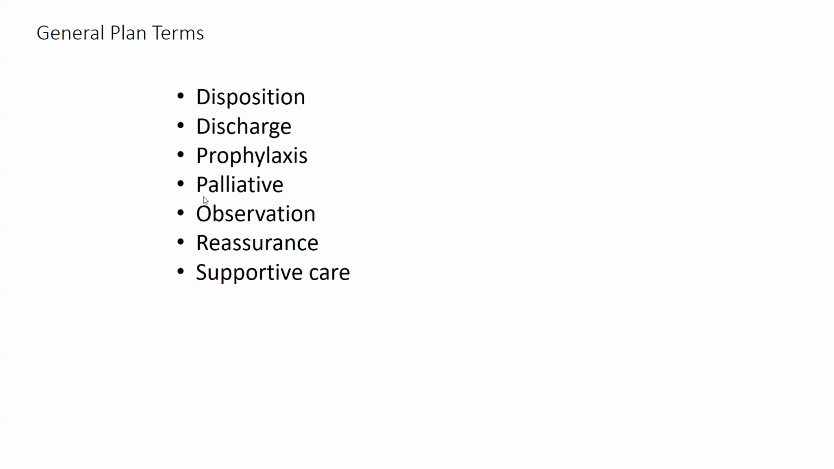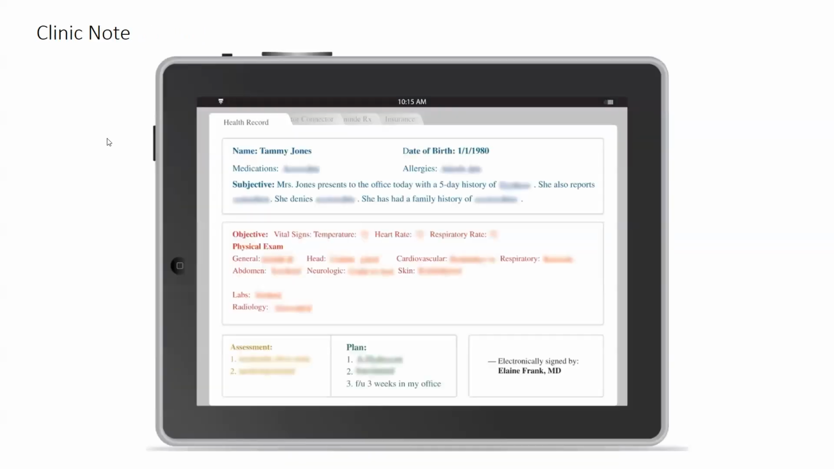Supportive care is basically like palliative care. You're helping them. Say supportive care could be putting them in a respirator to help them breathe while their body fights and the medicine gets a chance to work to cure them before they can be taken off of that supportive care. So here's an example of a clinic note.